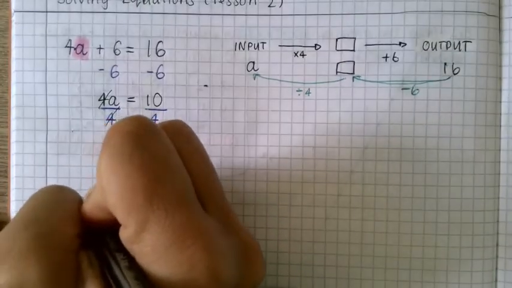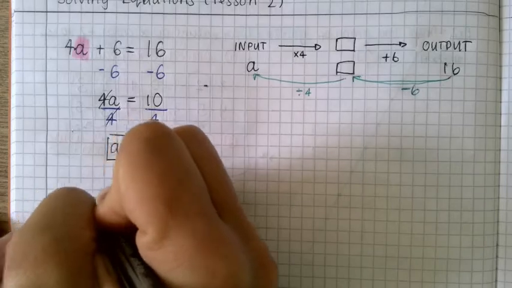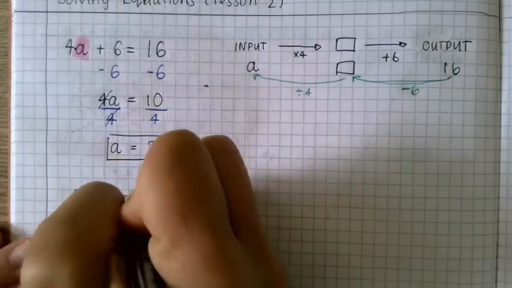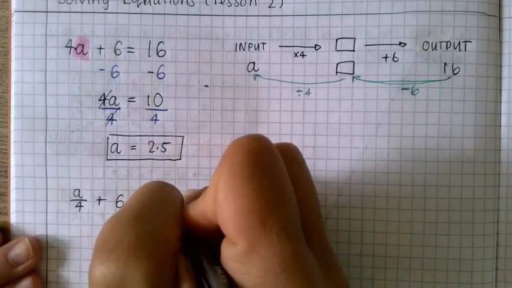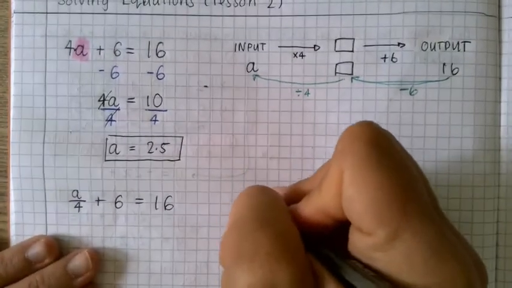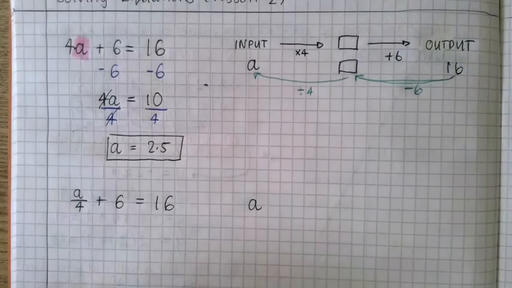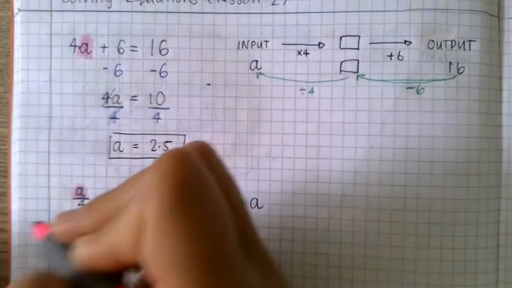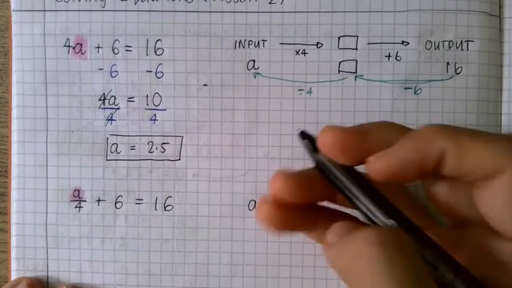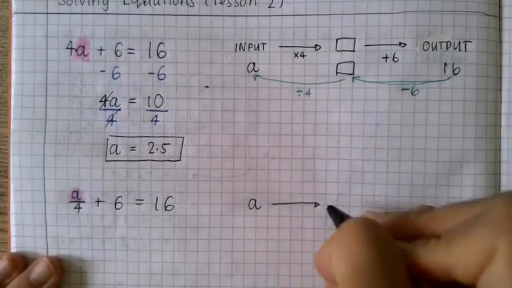So here I will use this example. a over 4 plus 6 equals 16. So really similar question. Again with this one, our input is a. Remember, when we're solving, we're always trying to find a single numerical value. So a is our input. Now what has happened to a in this equation?